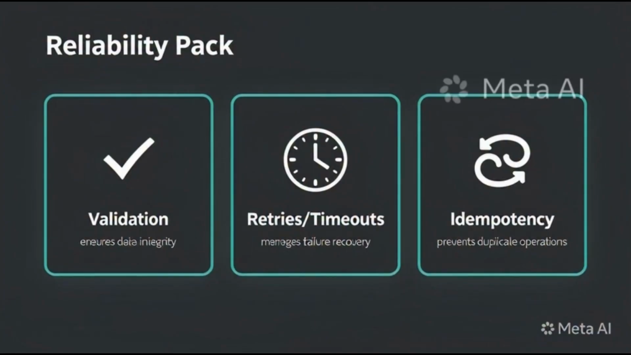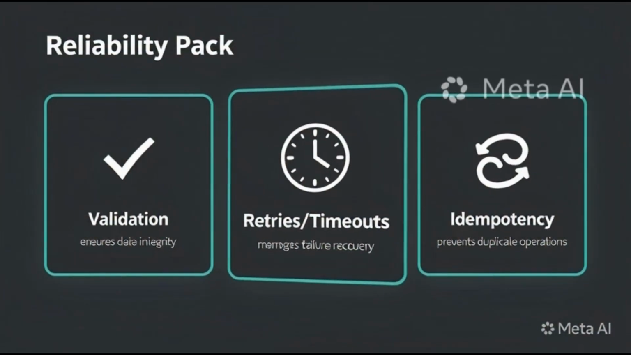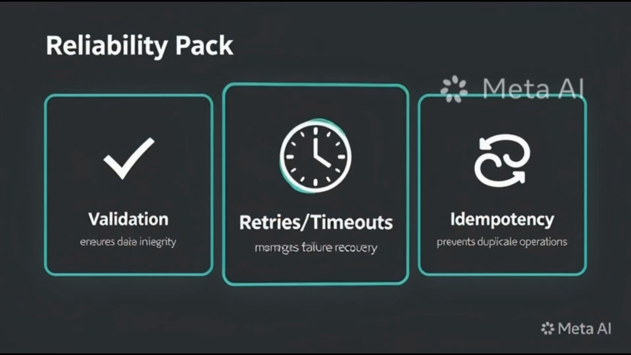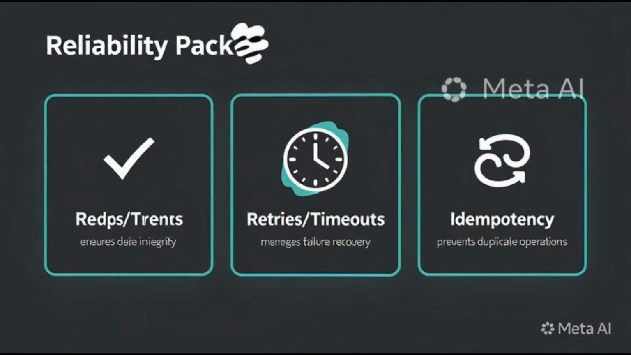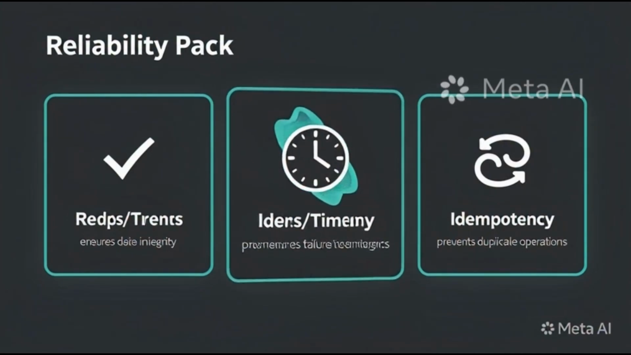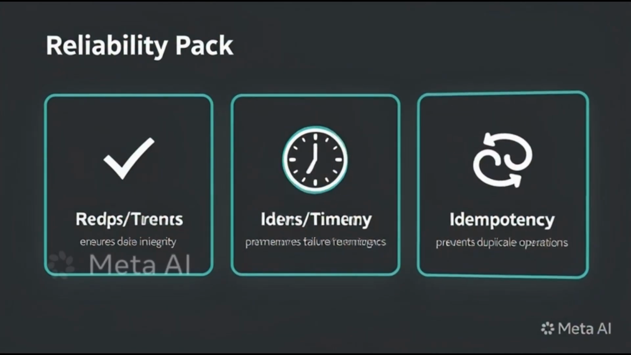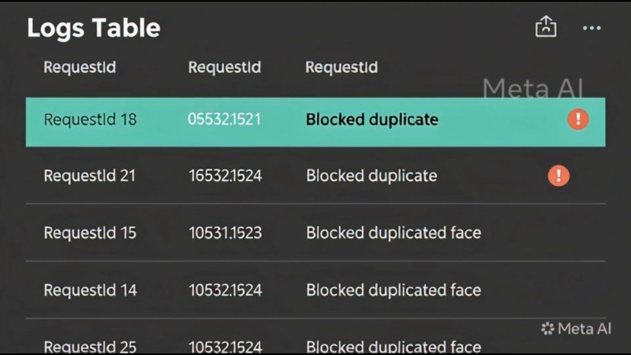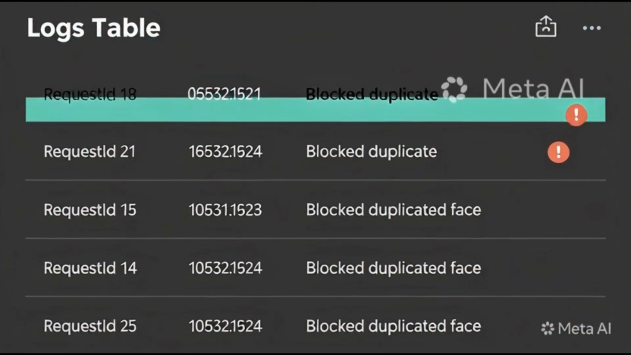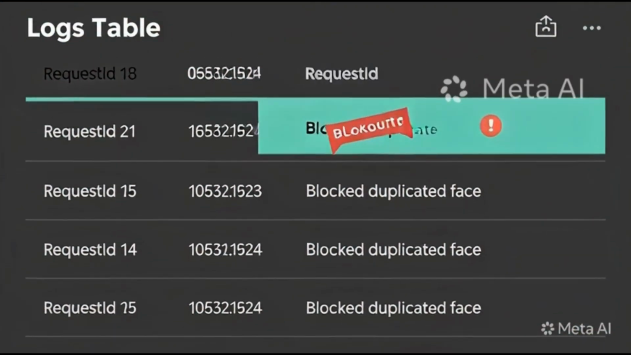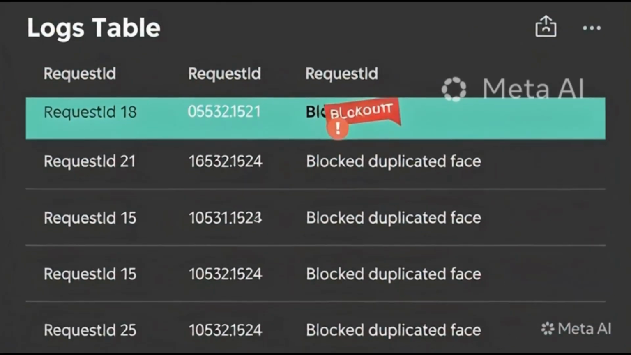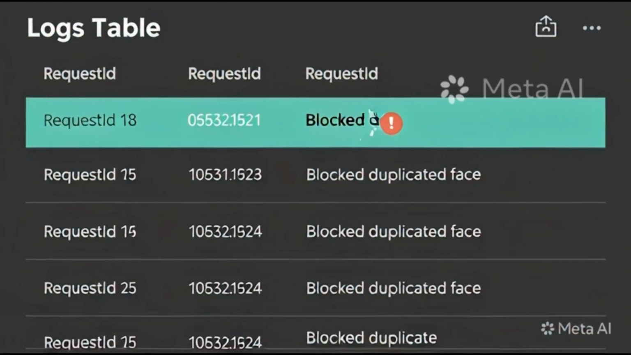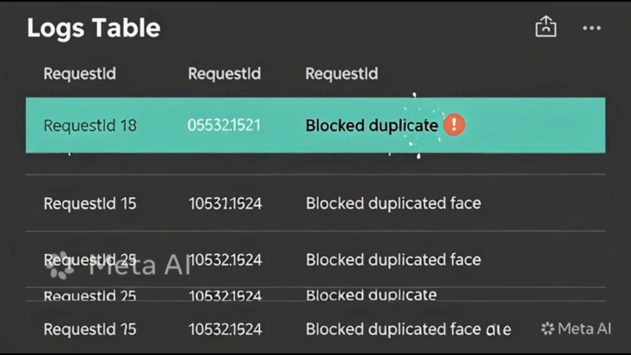Now reliability upgrades, because works once doesn't count. Add input validation. If duration minutes is missing, return a friendly fix. Add timeouts and retries. And add idempotency so double-clicking doesn't create duplicate events. For idempotency, generate a request ID, write it to your log, and refuse repeats. It's simple, and it prevents the most annoying real-world failure: duplicate drafts, duplicate events, duplicate everything.